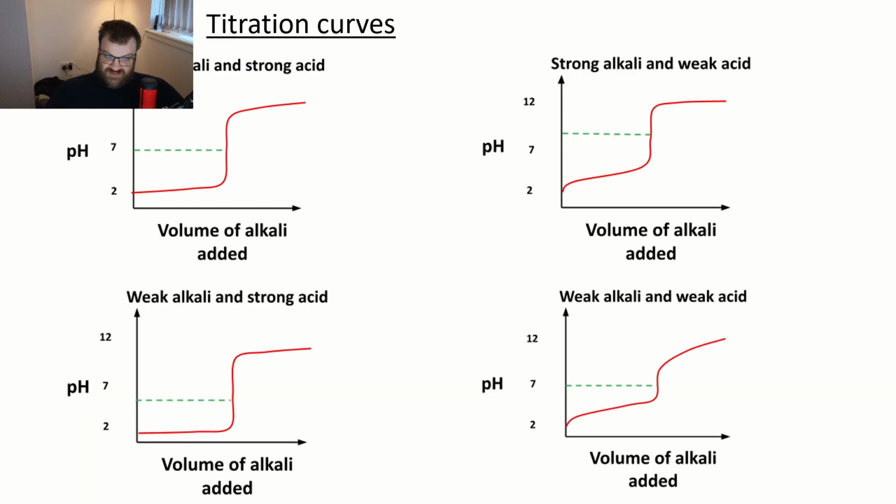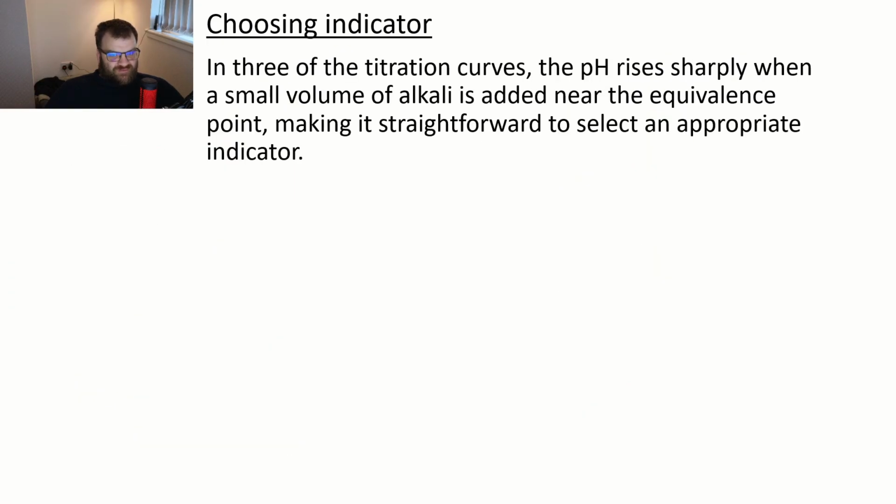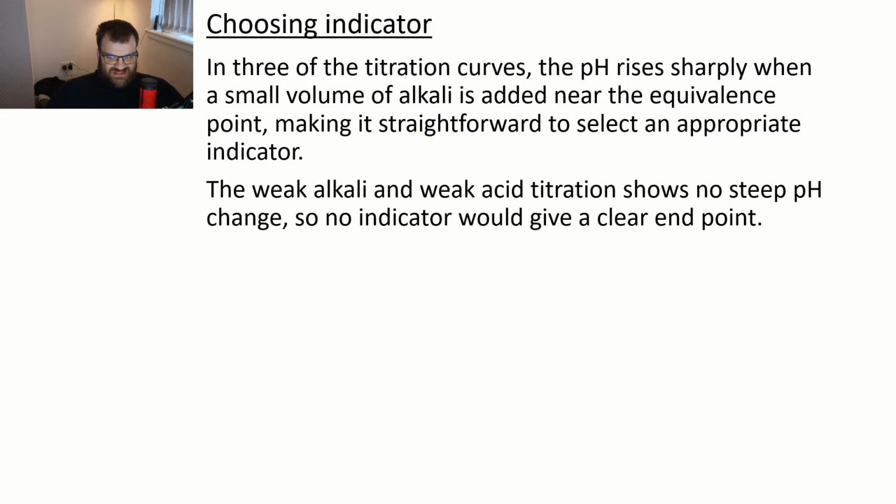In 3 of the curves, there is quite a steep change in pH. Weak alkali and weak acid, it's quite a narrow band. In the first 3, it's quite easy to find an indicator that will change in that section. The weak alkali and weak acid one, there's not really that steep a pH change. It's difficult to get a clear endpoint.